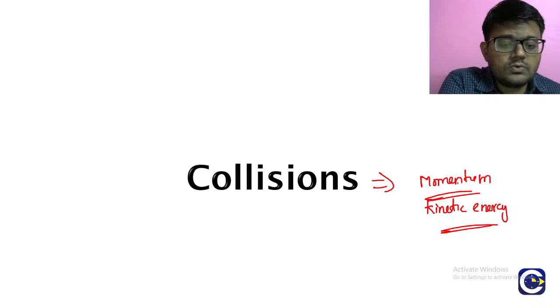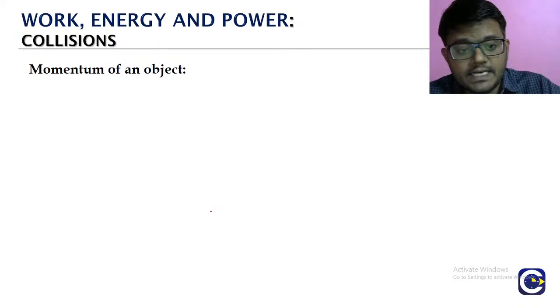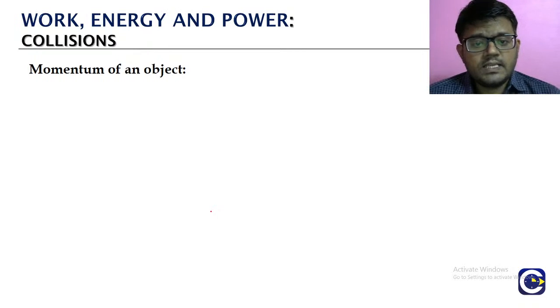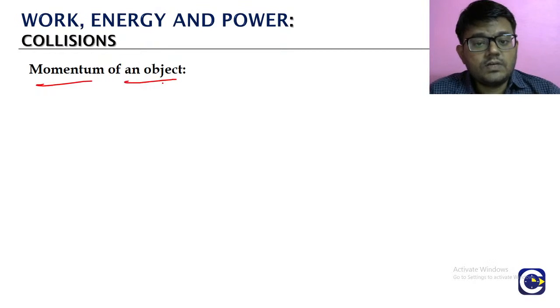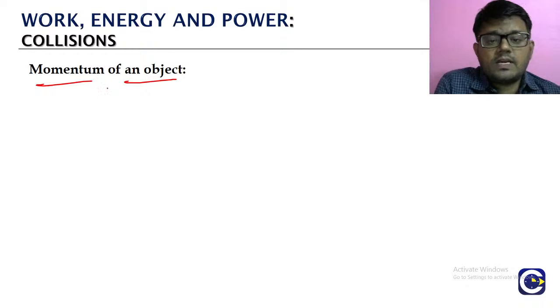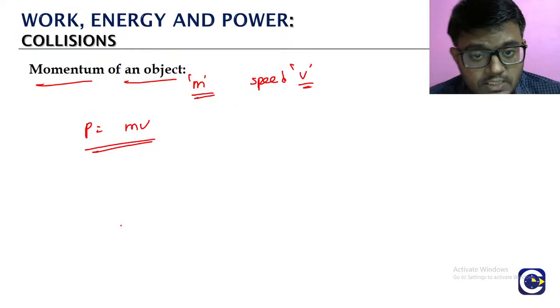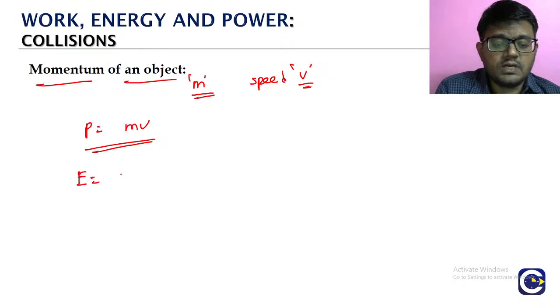Before we go and discuss collisions, we will look at the relation between the momentum of an object and its kinetic energy. We already discussed momentum, and the kinetic energy expression is covered. For an object with mass m and speed v, the magnitude of the momentum is p = mv. Let us represent kinetic energy by the symbol E. E will be equal to half m v square.